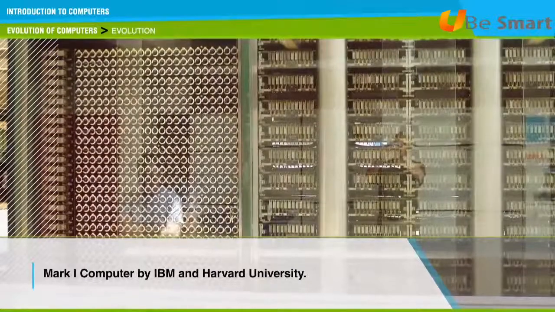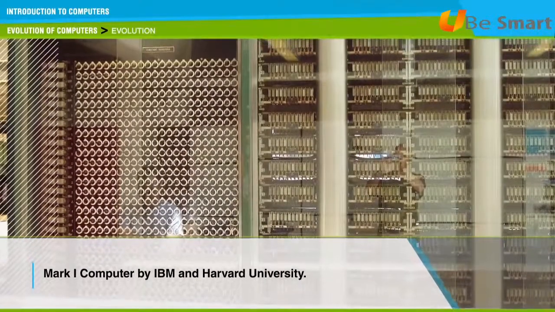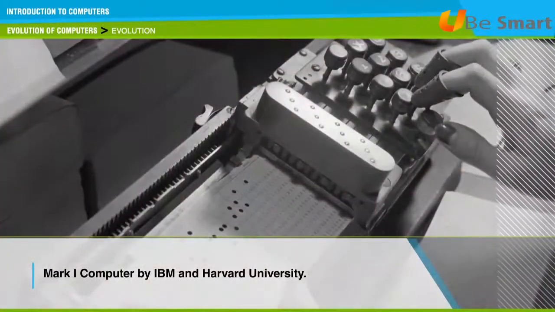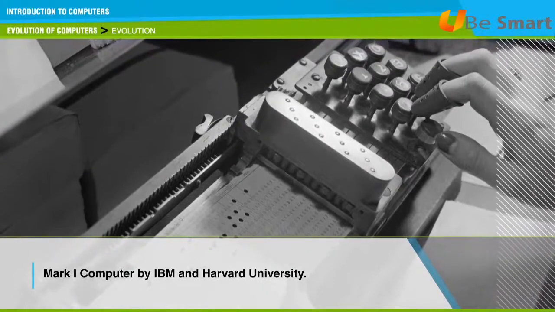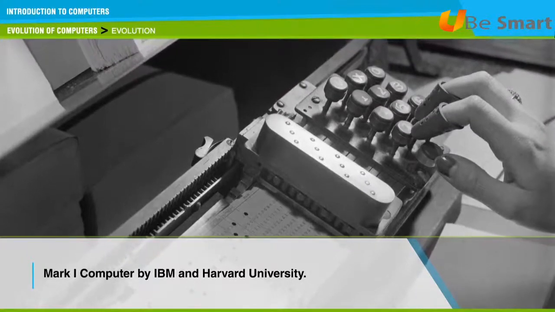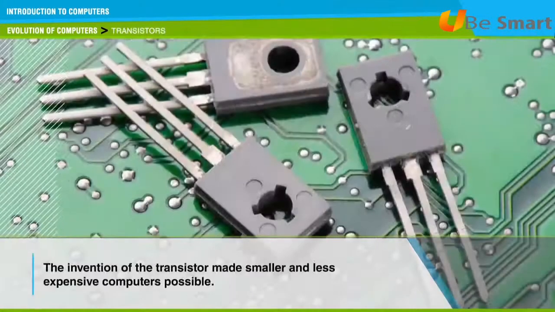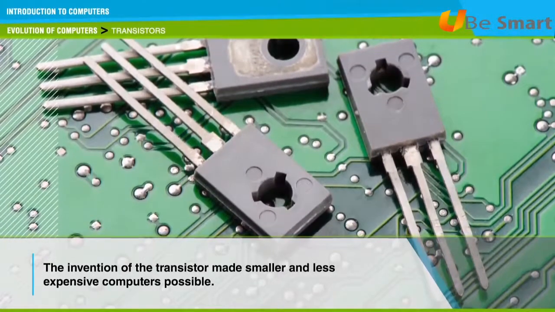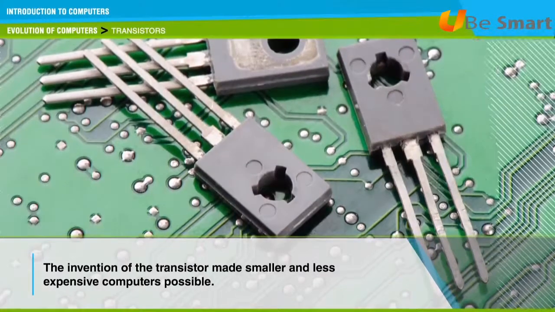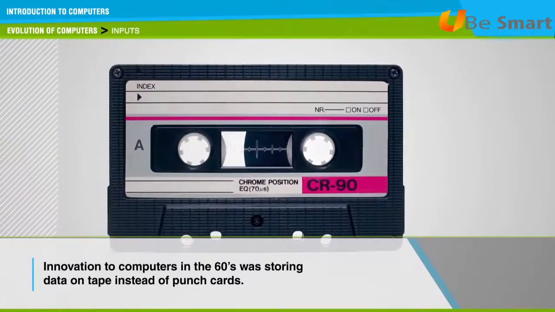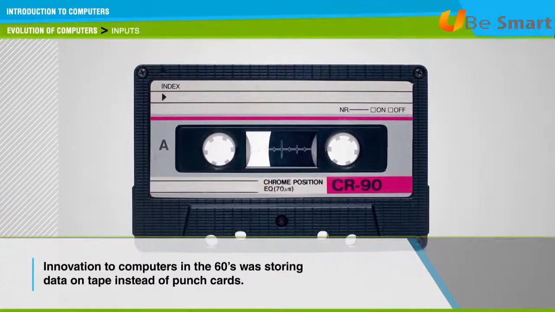The first computer-like machine was the Mark I developed by a team from IBM and Harvard University. It used mechanical telephone relays to store information, and it processed data entered on punch cards. This machine was not a true computer since it could not make decisions. The invention of the transistor made smaller and less expensive computers possible. Although computers shrank in size, they were still huge by today's standards. Another innovation to the computers in the 60s was storing data on tape instead of punch cards.